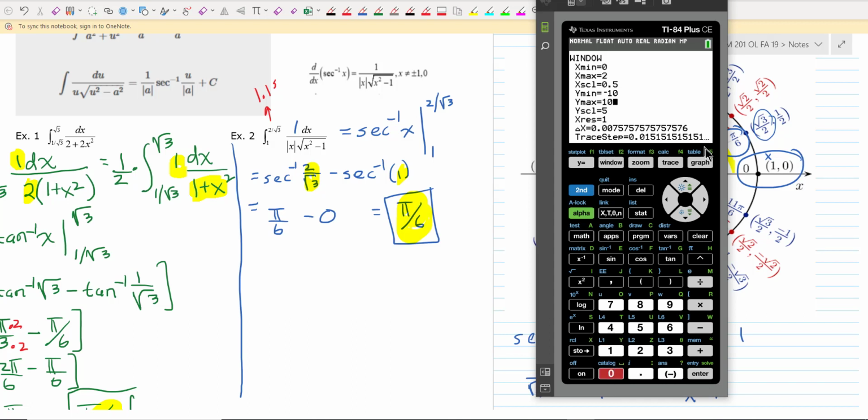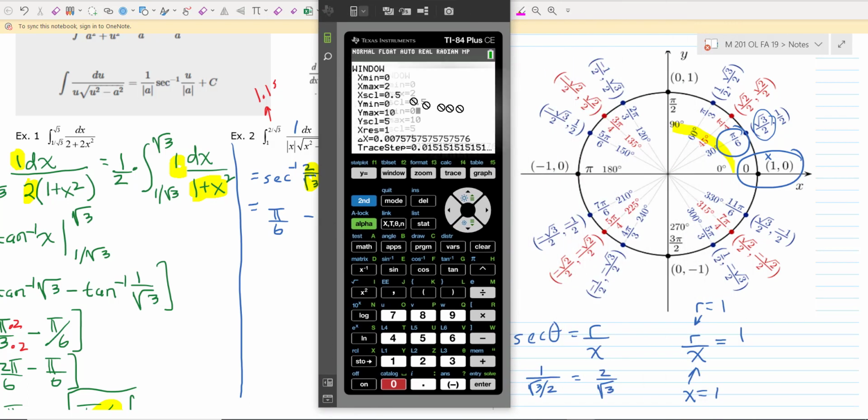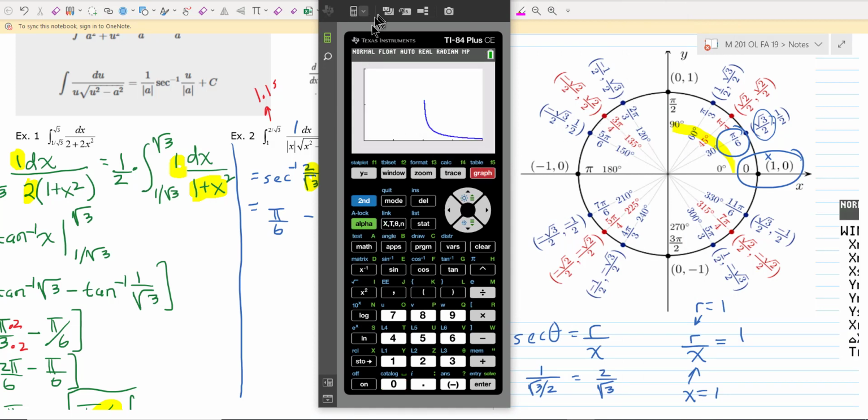So let's go negative 2 to 2, like that. And we can even go 0 to 2 if you want to. So I am going to do that. Or, I'm sorry, 0 to 10. Okay? So let's go with this viewing window. And let's go to this graph and let's see what happens.